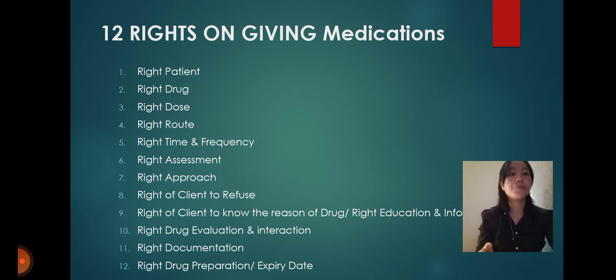So, there are 12 rights on giving medication. First, right patient. Second, right drug. Third, right dose. Fourth, right route. Right time and right frequency. Right assessment. Right approach. Right of client to refuse. Right of client to know the reason of the drug, or right of education and information, right drug evaluation and interaction, right documentation, and lastly, right drug preparation or the expiry date.